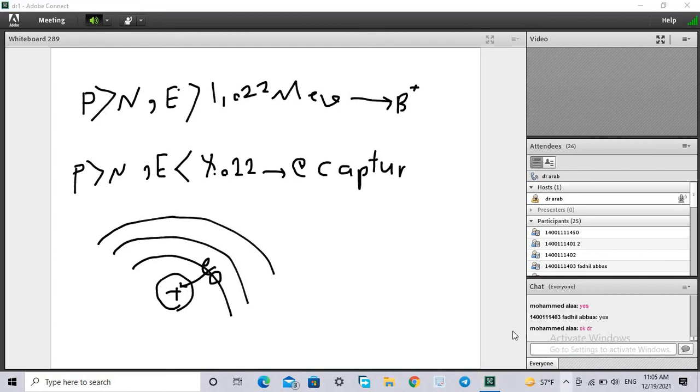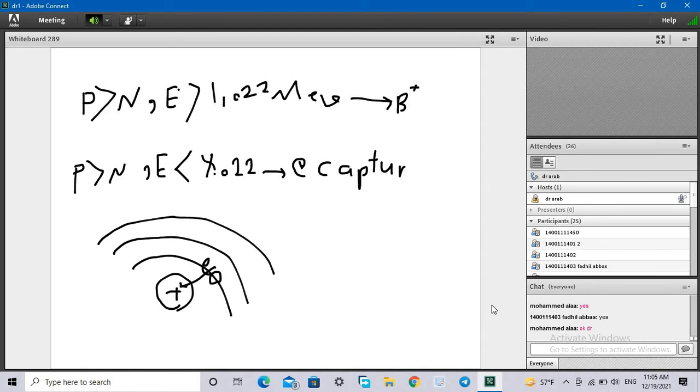this situation an electron from an upper layer, for example from this place, will move to the space left by the electron, and in this situation we have X-ray, as you learned in the radiology chapter. Yes, X-ray.